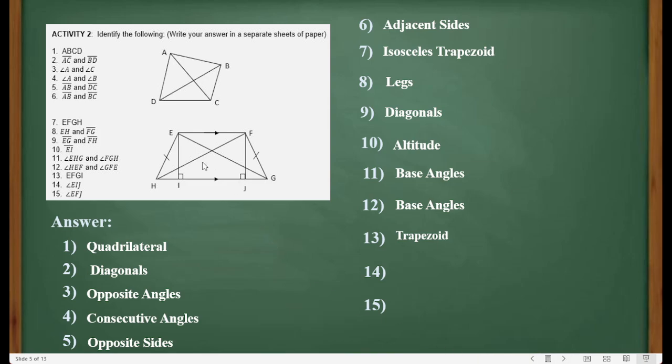Then for number 14, angle EIJ, obviously there is a small square at the corner. What do we call this angle? In number 14, it's a right angle. And same thing with number 15, angle EFJ, this one. It's also a right angle. Okay, so if there are no questions, we now proceed to the next slide.